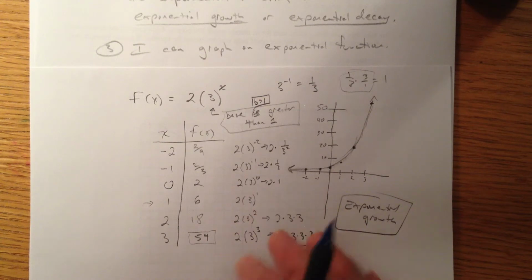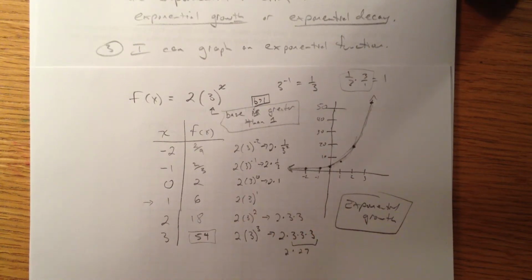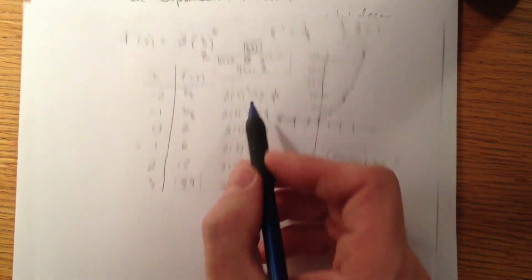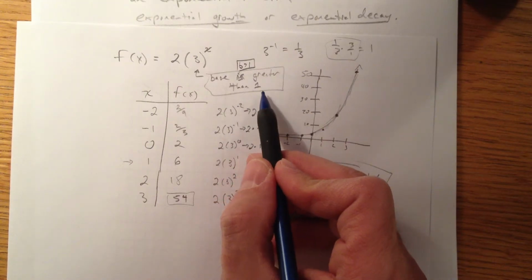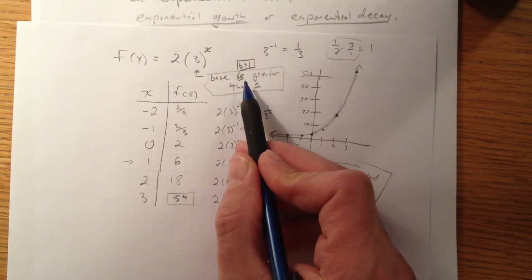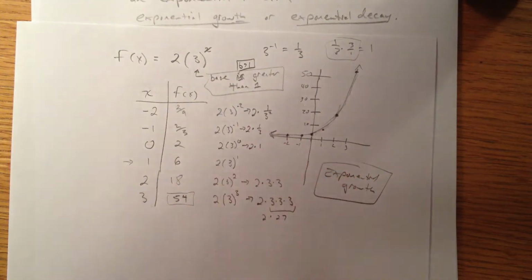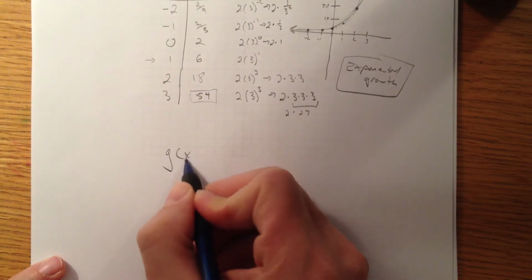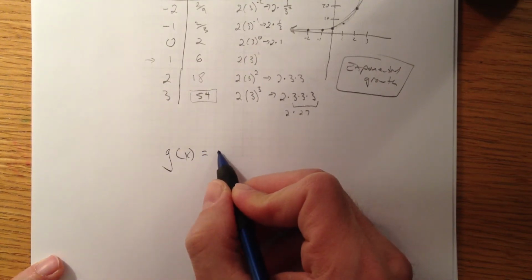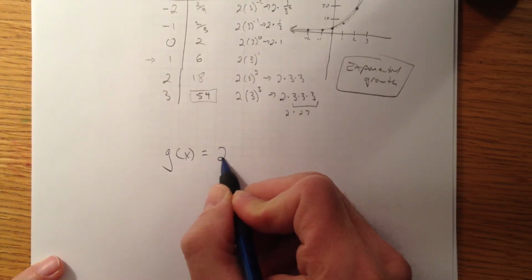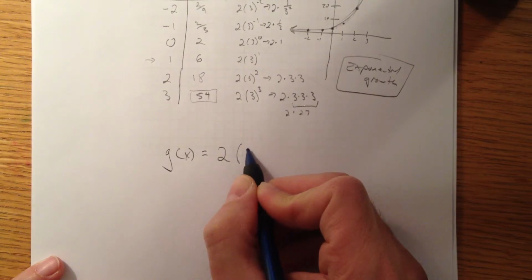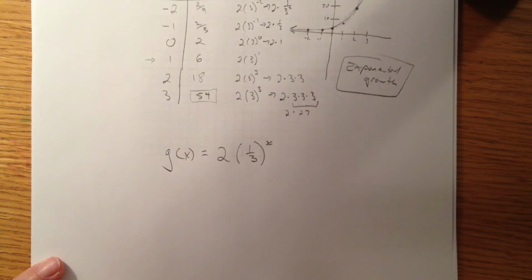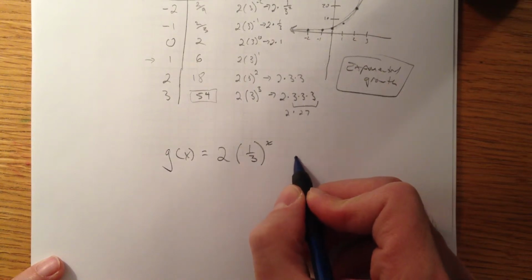And knowing these two keys will help us when we do exponential decay. Here we go. Let's look at decay. So if the base being greater than 1 gives you exponential growth, base being less than 1 will give you decay. Let's take a look. G of x equals, let's keep the same starting value, 2. But this time we're going to do 1/3 to the x. This is going to give us exponential decay.